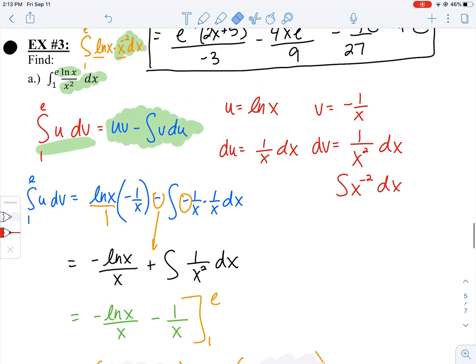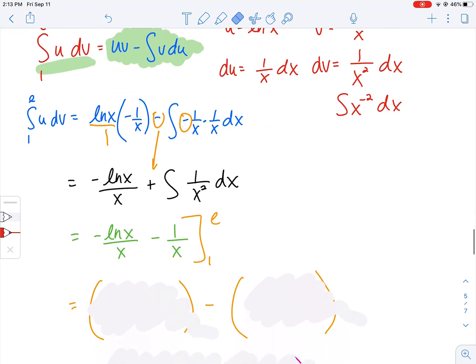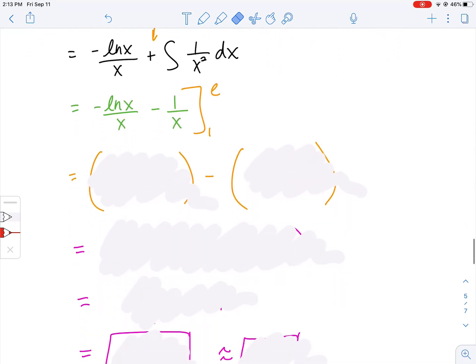Remember from the beginning of the problem, we wanted to evaluate this problem from 1 to e. We wanted to find the area underneath the curve from 1 to e. What that means is we have to use our fundamental theorem of calculus, right? We've got to plug in our upper limit, then plug in our lower limit and subtract. So I'm going to take this expression, evaluate it with e, plugging in e everywhere I see an x. Then I'm going to plug in a 1 everywhere I see an x, and then subtract the two pieces.